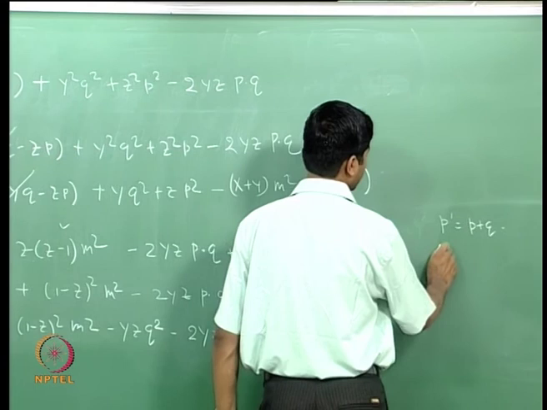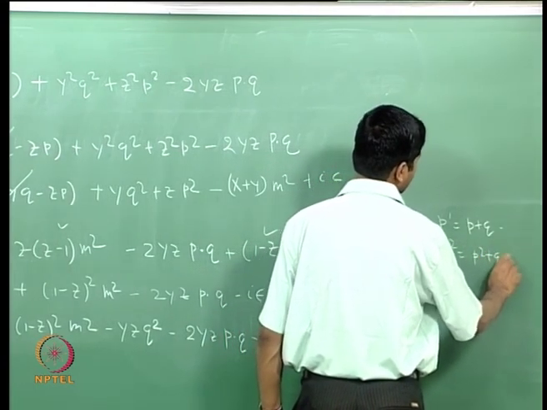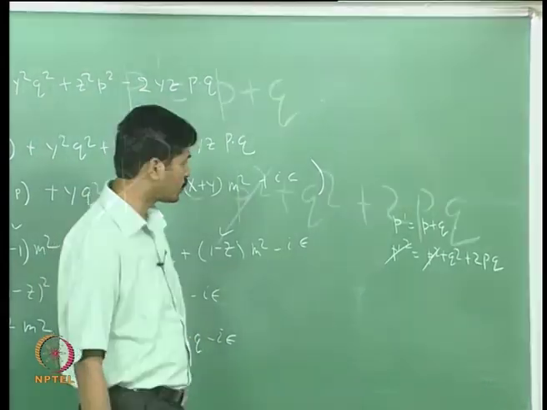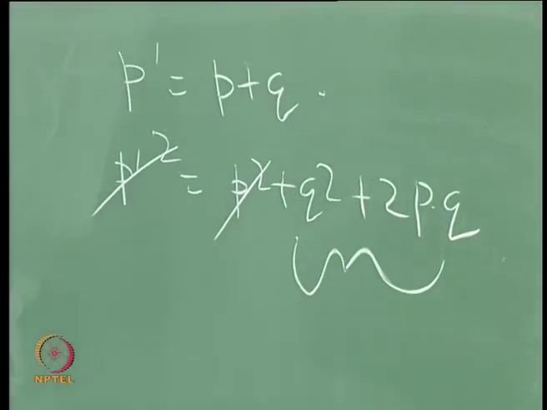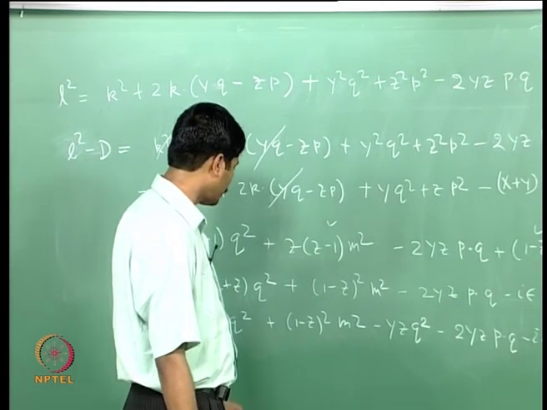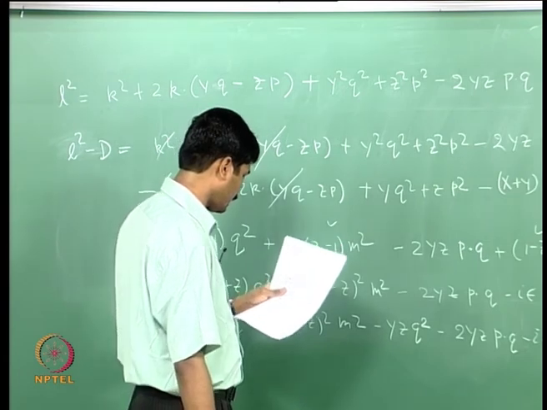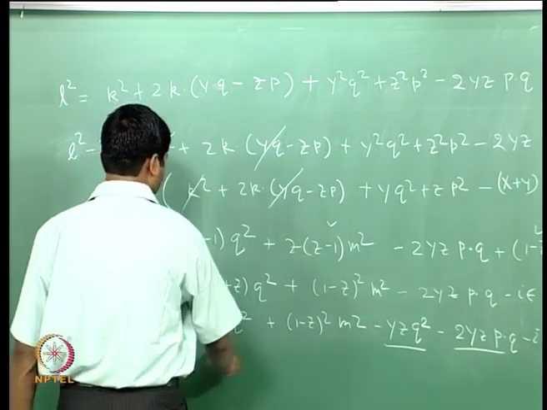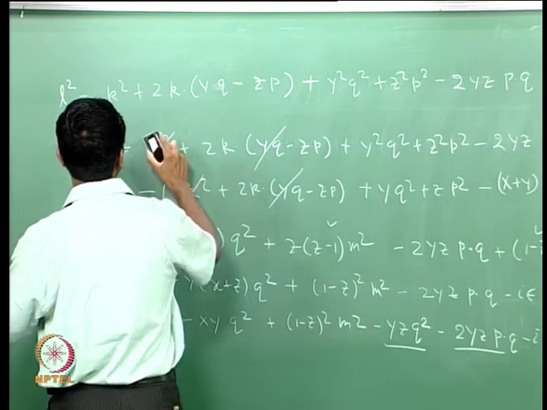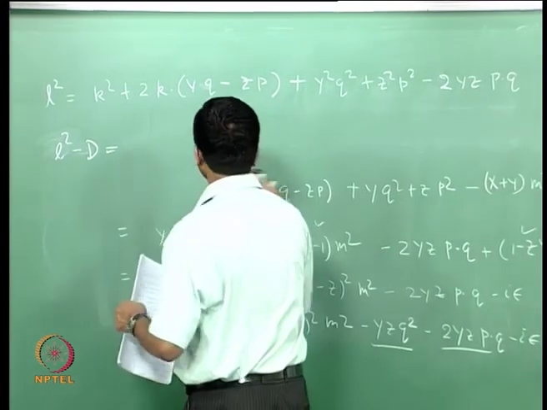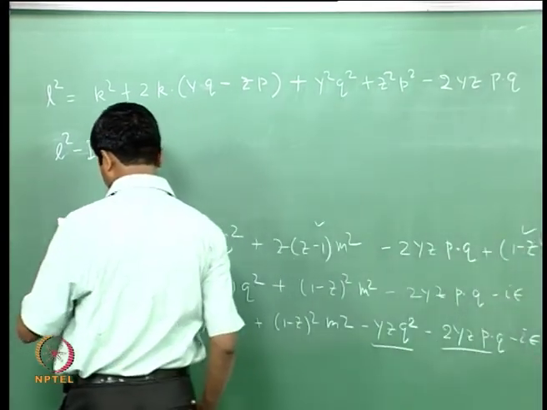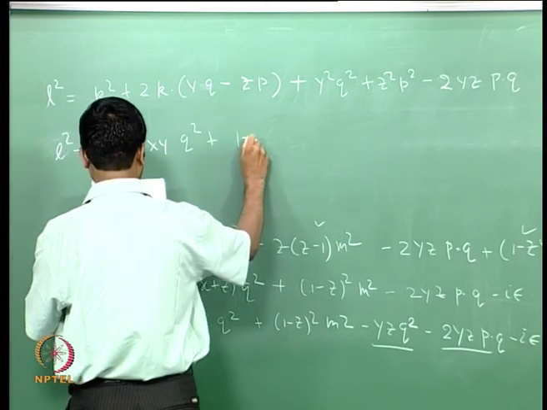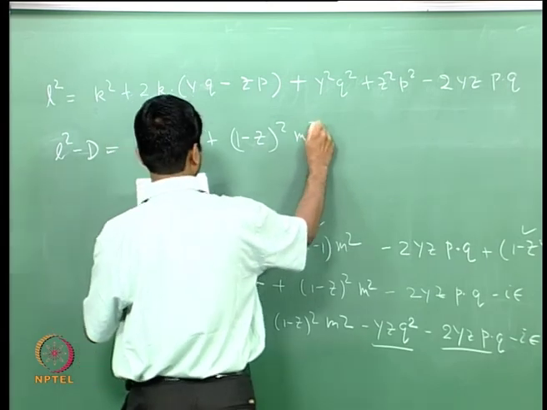Okay. So, p prime square is p square plus q square plus 2 p dot q, but p square is p prime square, which is equal to m square. So, q square plus 2 p dot q is equal to 0. I will use that relation here. Then this plus this is simply 0. So, what you are left with is, at the end, if this is your L square, then L square minus D is simply minus x y q square plus 1 minus z whole square m square minus I epsilon.